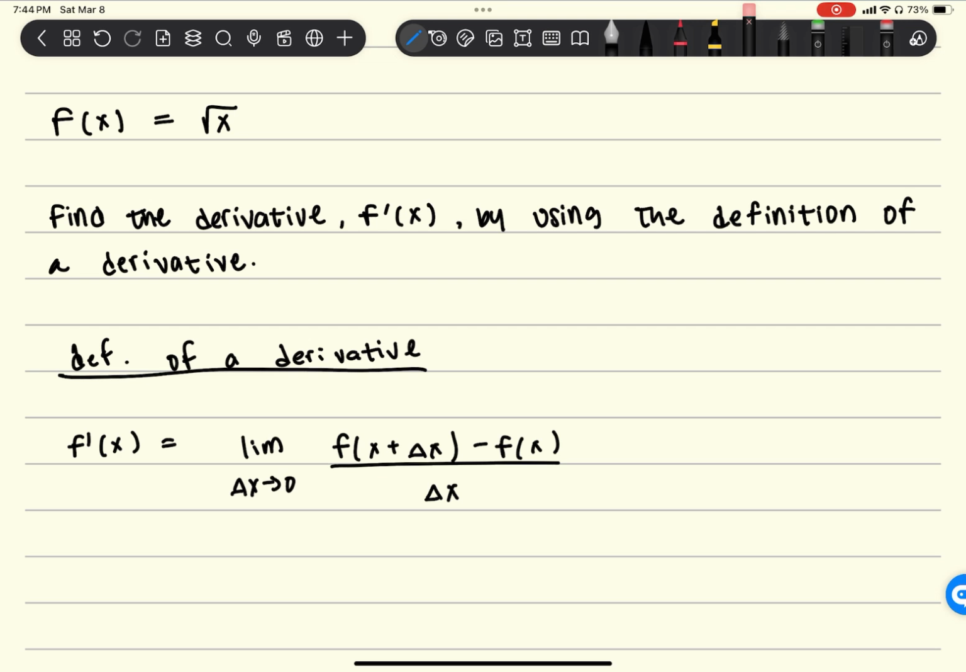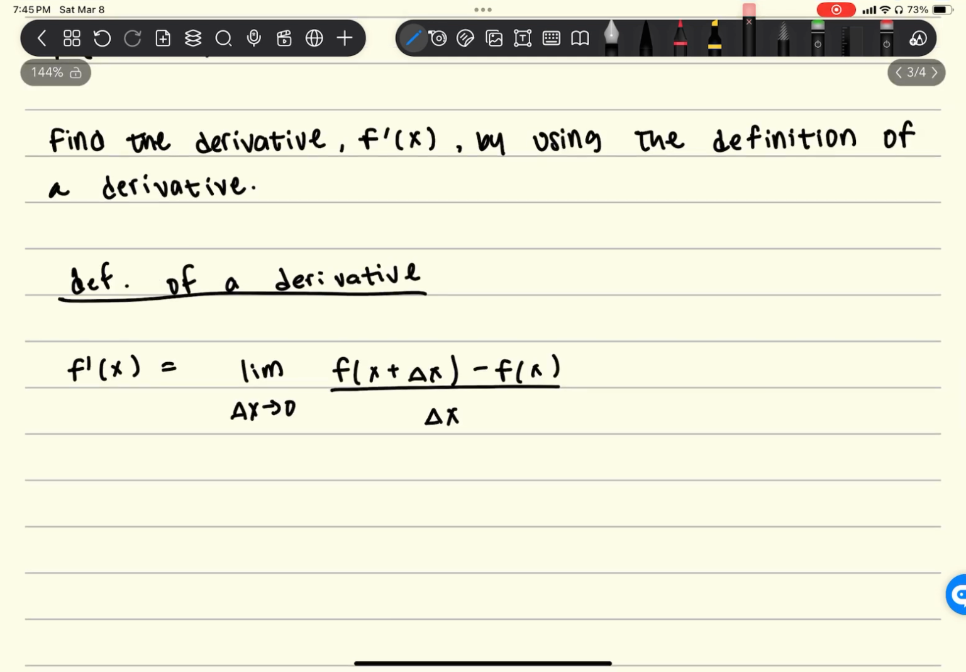It says f prime of x, the derivative, is equal to the limit of f of x plus delta x minus f of x, all divided by delta x as delta x approaches 0. So all we want to do is apply this definition to our function f of x. Now, from the introduction, we already know that f of x is equal to the square root of x.